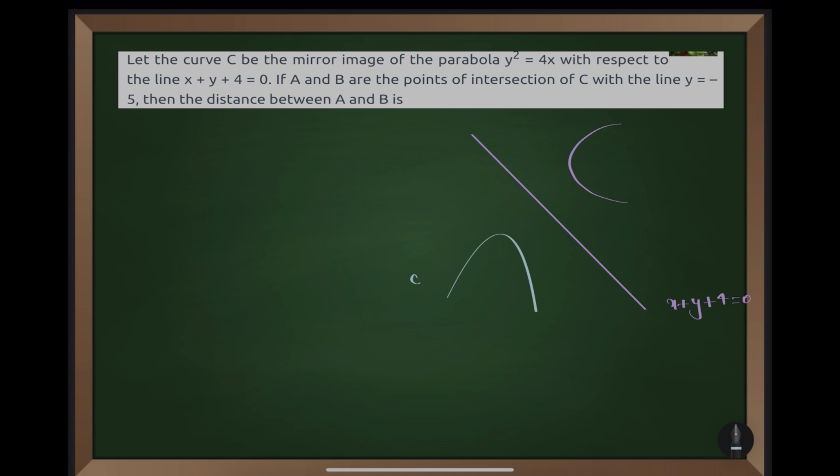Now, AB is the point of intersection of C with the line y equals -5. So look at this. Your curve C is intersecting y plus 5 equals 0 at the points A and B. Now you have to find the distance between A and B.